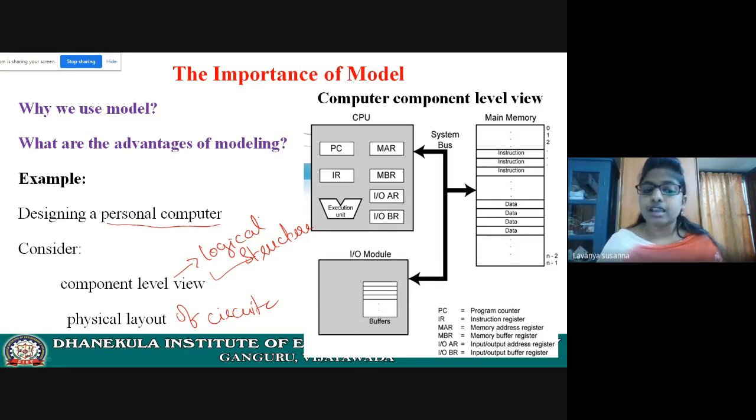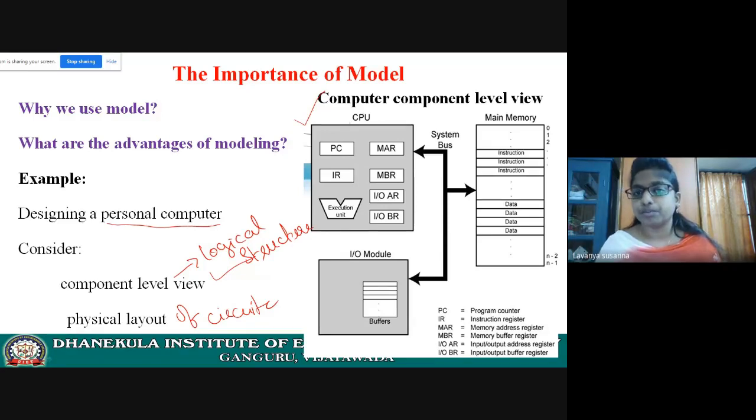By using the component level view, in designing you will use only models, which are nothing but diagrammatic representations used to express a complex system. This logical structure helps you to see what the components of the system are and what the behavior of those components is. Let us see the diagram. This is a computer component level view.